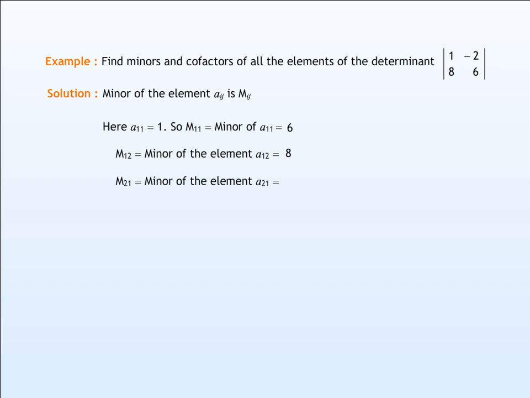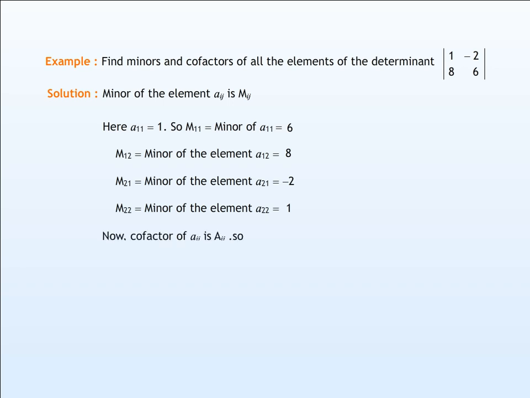Minor M21 for the element A21 of the second row first column will be obtained by ignoring second row and first column. So M21 equals minus 2. And finally, minor M22 of the element A22 in the second column will be obtained by ignoring second row and second column of the given determinant. Therefore, M22 will be equal to 1.